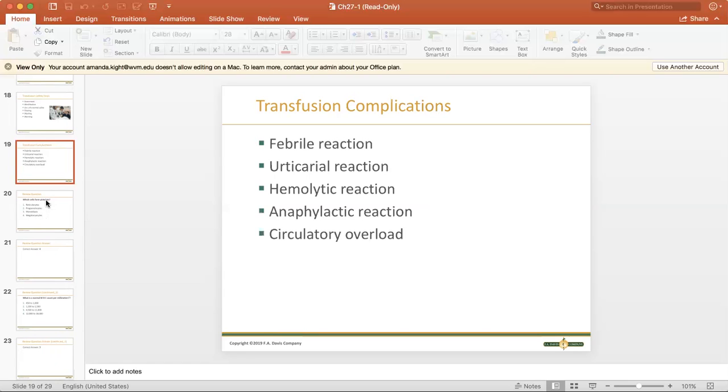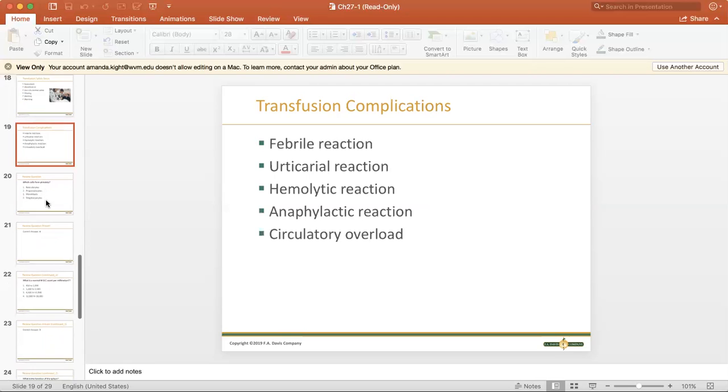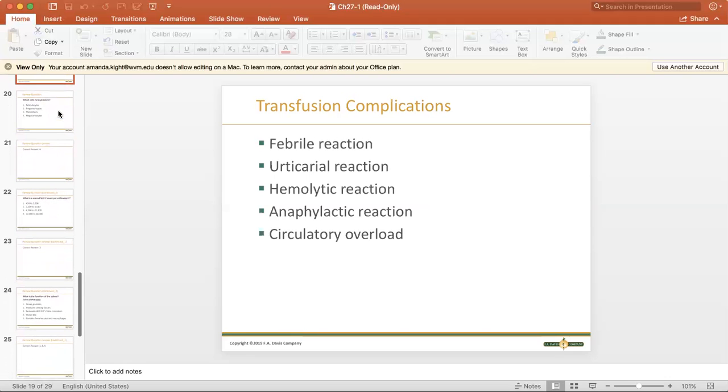And this is one of the NCLEX questions I got. It had something to do with a patient who had a blood transfusion of their own blood, and they were having a reaction to it, and that can happen.